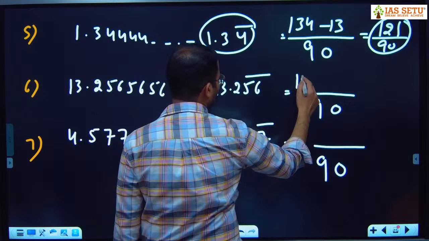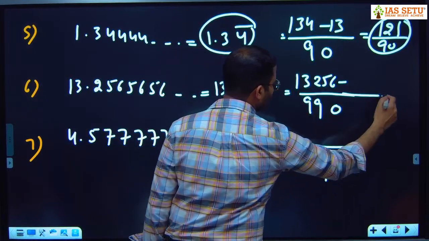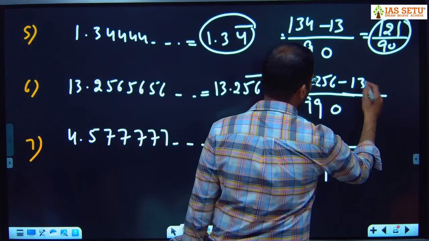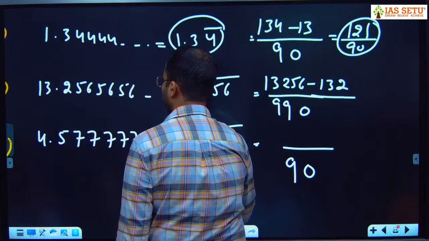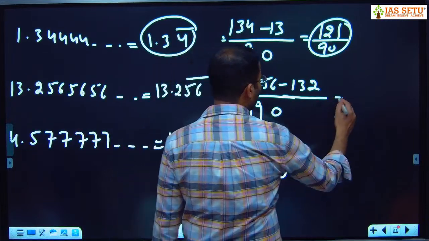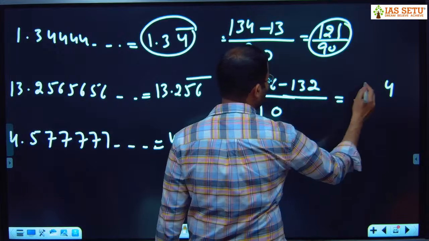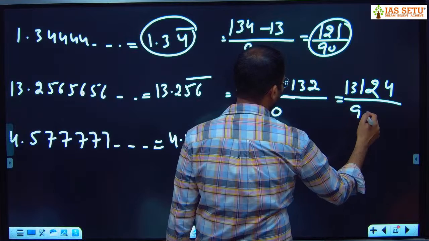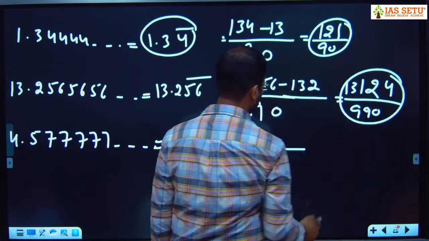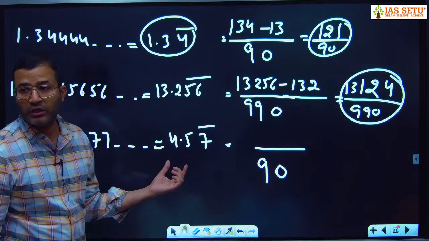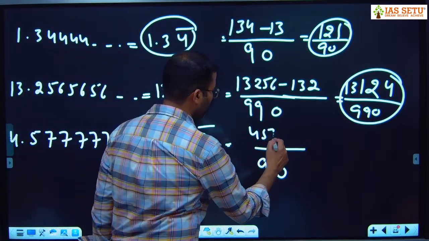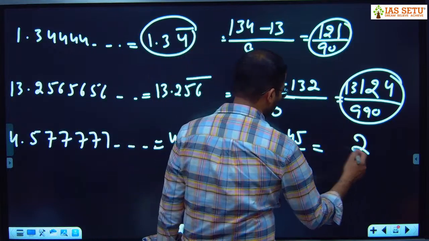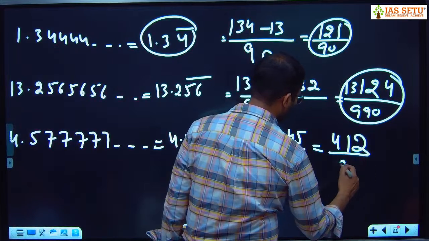Second question, the total number is 13256 minus 132. So what we get here: 6 minus 2, 4, 5 minus 3, 2, 2 minus 1, 1, so 13,124 upon 990. Third question, what is the total number? 457 minus 45. 7 minus 5, 2, 5 minus 4, 1, 412 upon 90. Simplify.